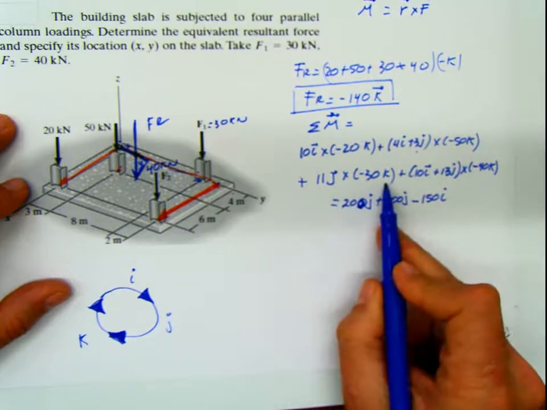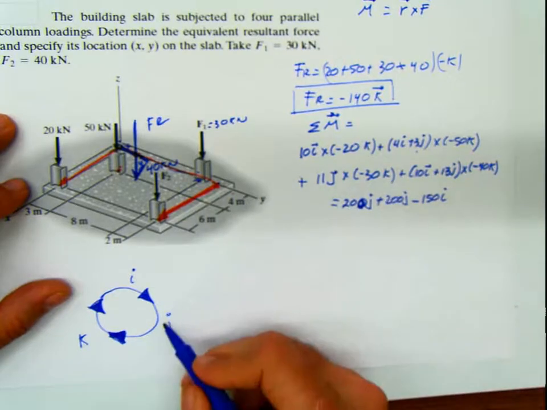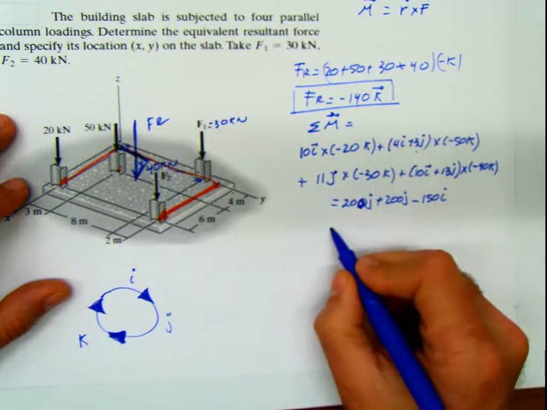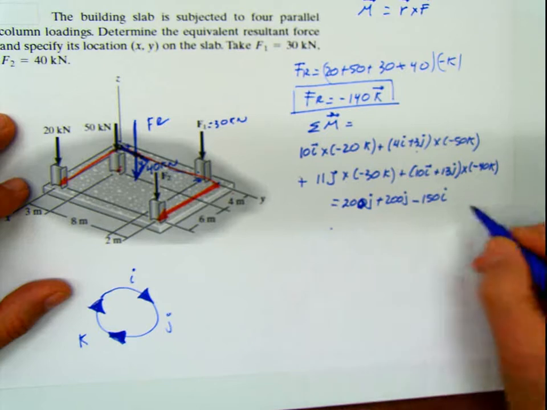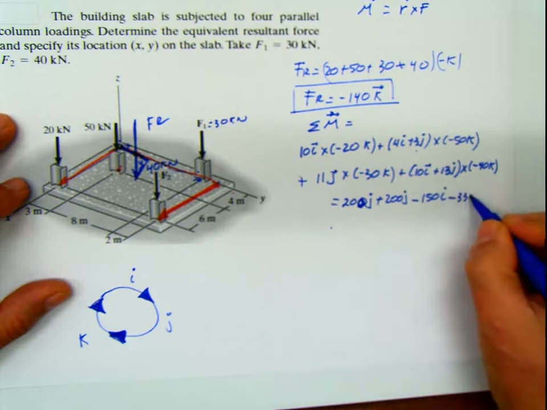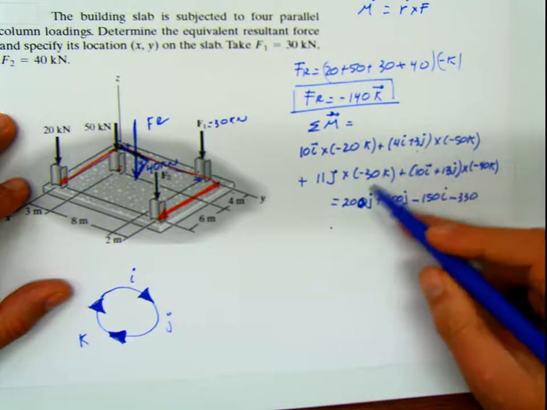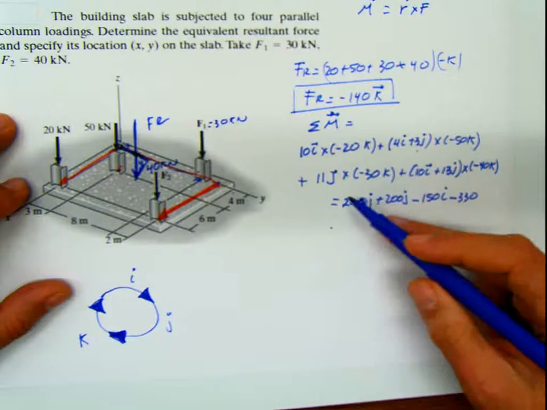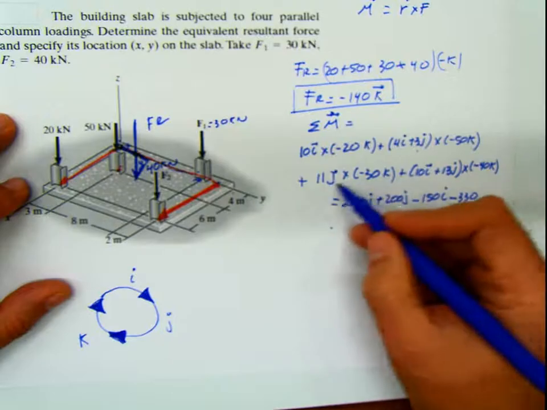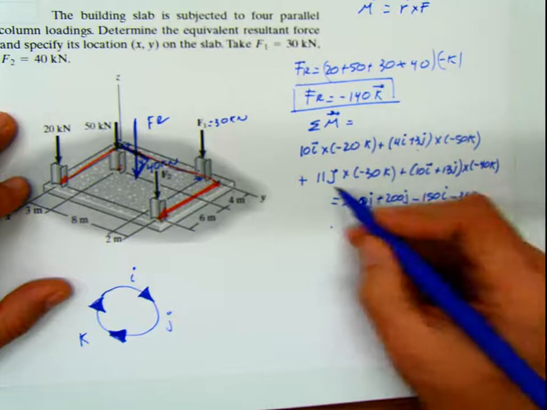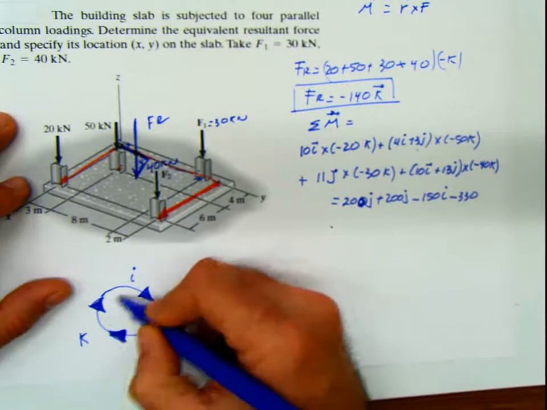J cross K is going to be I, but I have this negative sign there. So it's going to be negative 330I. J cross K, yes, I.